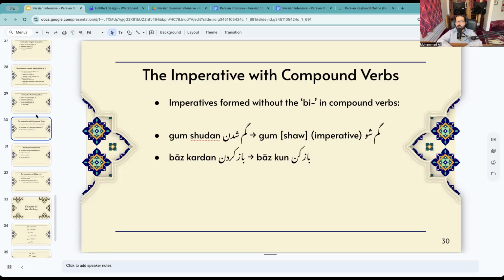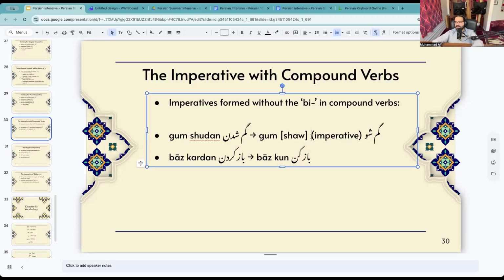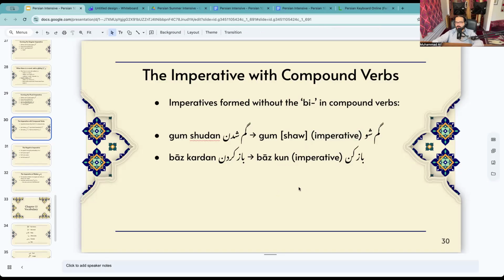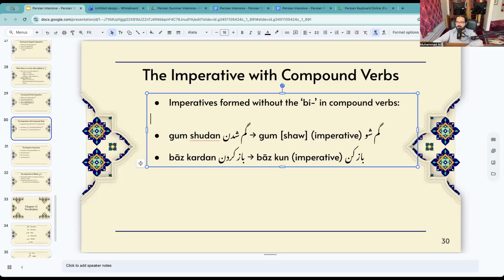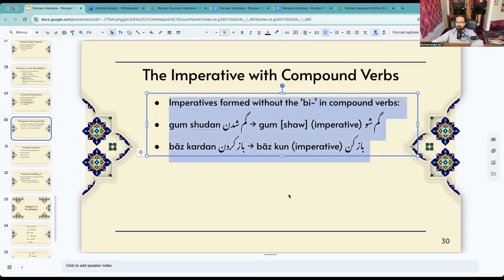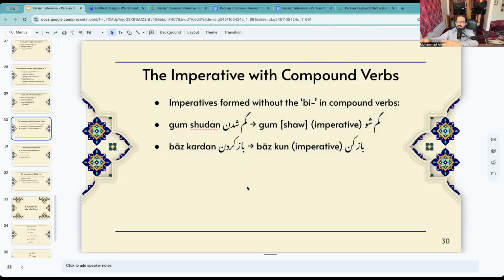And baz kardan is to do open, to open. We just say baz kon. We don't say baz bekon. So when you're dealing with a compound verb, we just drop the B element. But if you mess this up, that's fine. Everyone will understand where you're coming from and why you messed it up. So don't worry too much, but you will notice this. And this is informal Persian, classical Persian, right, like Rumi says, divanisho, become crazy. He doesn't say divane bisho.